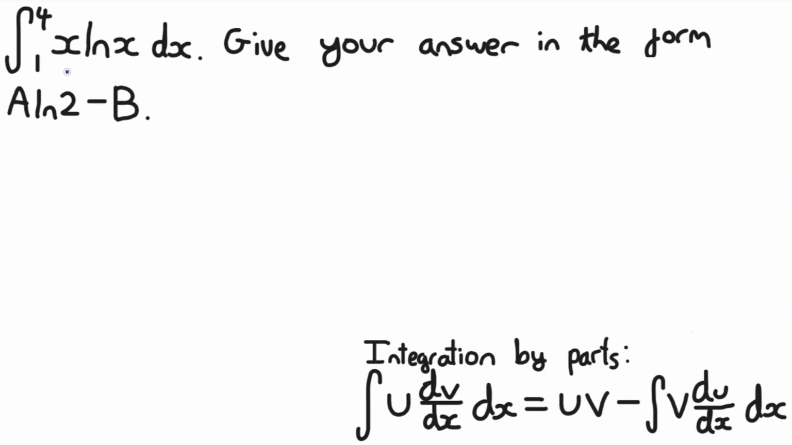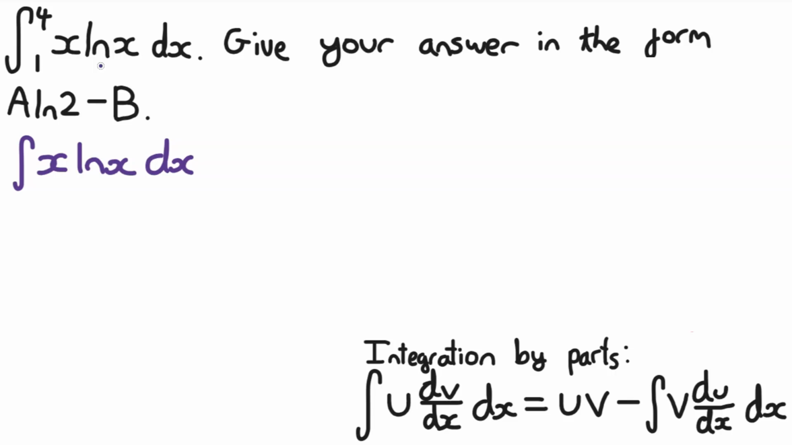Okay, so here's another example where we need to integrate between the limits of 1 and 4 x natural log of x, and we need to give our answer in the form a natural log of 2 minus b. So we need to find what a and b are. We've talked about this before with definite integrals. These limits here, 1 and 4, at the beginning of the question we don't actually need to worry about these. We're going to plug these into the answer at the end. What we first need to do is actually focus on this integration.